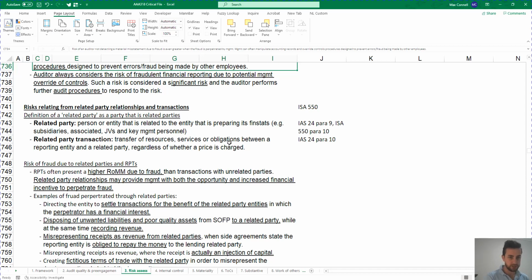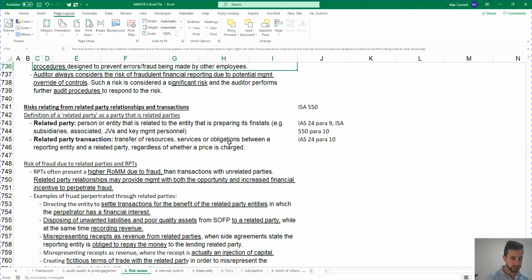There are also risks from related party relationships and transactions. We talked about this earlier. But a related party is a person or entity that is related to the entity that is preparing its financial statements, e.g. subsidiaries, associated entities, JVs, and key management personnel. A related party transaction is a transfer of resources, services, or obligations between a reporting entity and a related party, regardless of whether a price is charged.